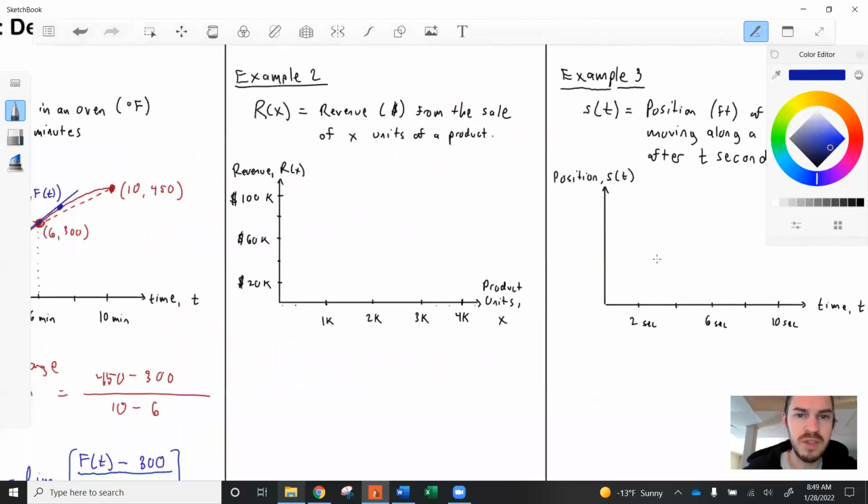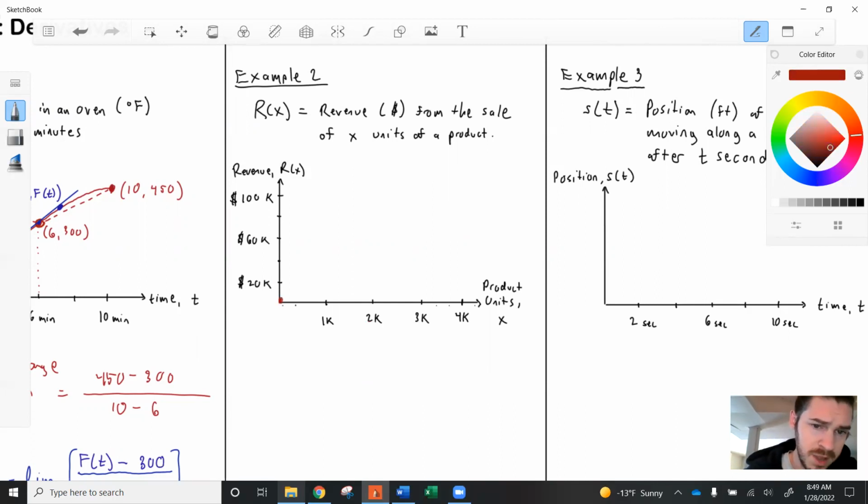And let's look at the next example. I'm going to go through the next few examples a little bit quicker because much of it is the same. Just that when you change context, the meaning of the derivative changes slightly. Okay, so in the second one here, we have revenue.